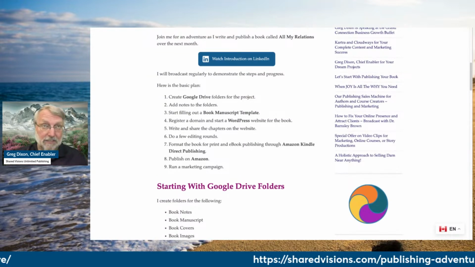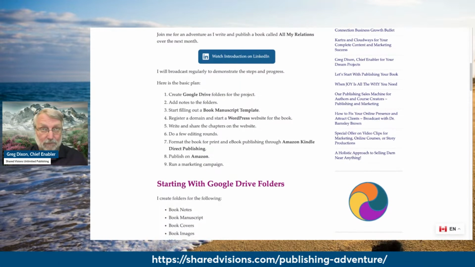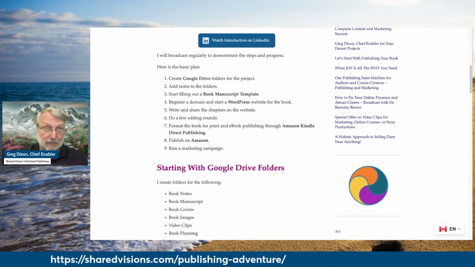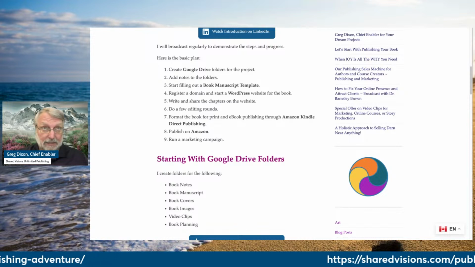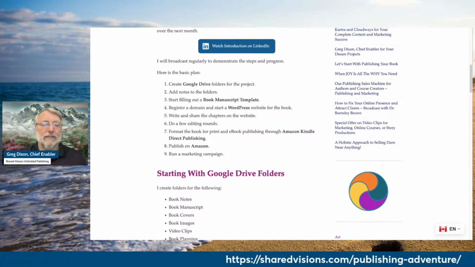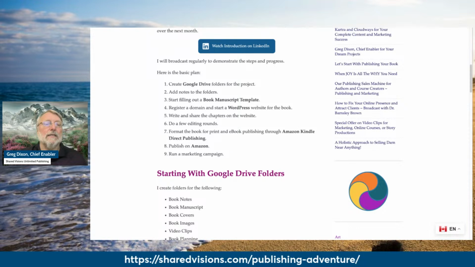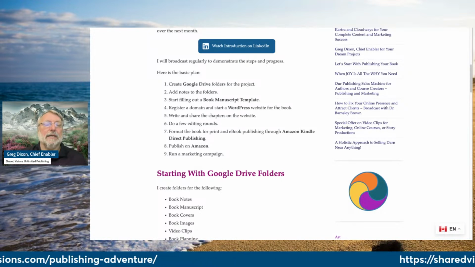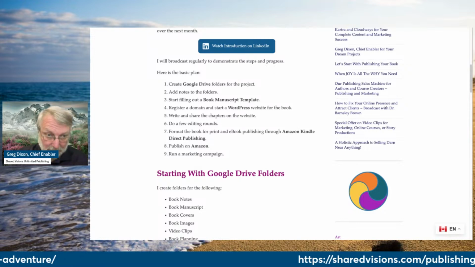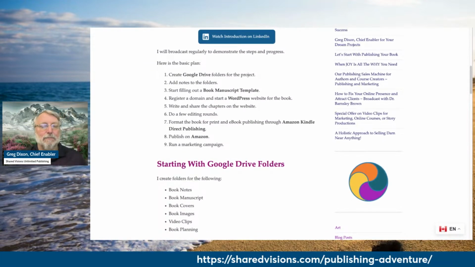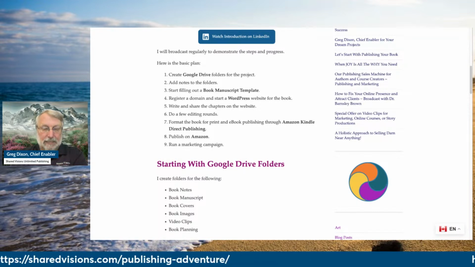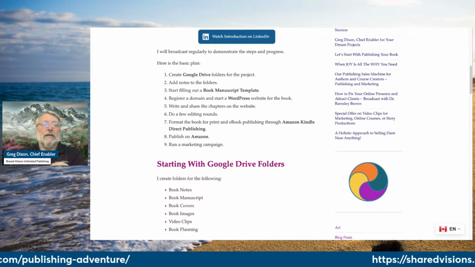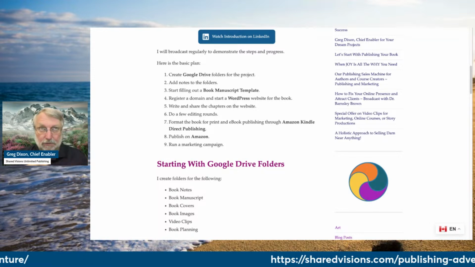Then tomorrow I'm going to register a domain and start a WordPress website for the book, and then we're going to write and share the chapters on the website, and then from there it's the editing, and then eventually, if all things go well, we'll take all that content and make it into a print book and also an ebook and publish on Amazon and maybe IngramSpark. We'll see how it goes, see what kind of feedback we get on the book, see if there's interest. This is one of the reasons for doing this: you can gauge engagement and interest by who responds to what you're posting.